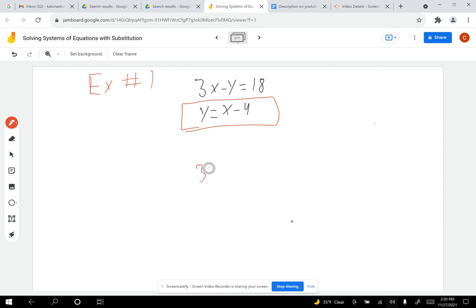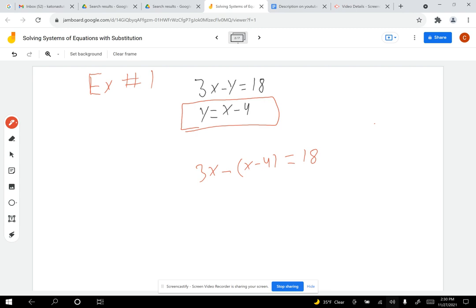3x minus (x minus 4) equals 18. So notice I plugged my second equation into the first equation, the value for y into the y up top. This way I get x. That's all I have to solve for. Once I know x, I plug it back into one of the original equations and I solve for y.